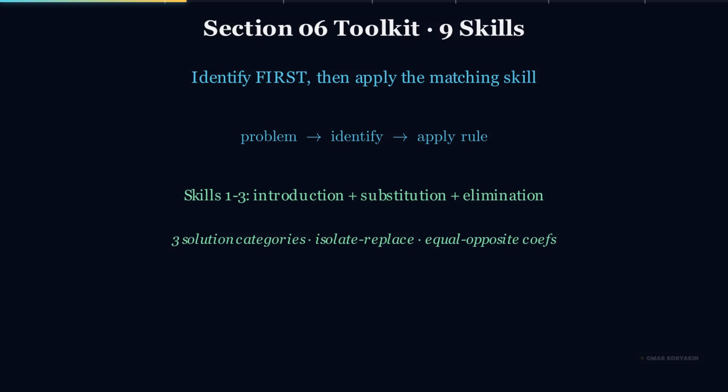Skills 1 through 3 are the foundations of two-variable system solving. Systems of equations introduction with the three solution categories: a unique intersection point, parallel lines with no solution, or coincident lines with infinitely many solutions. Substitution method with the isolate and replace mechanics, used when one variable is already alone on one side or has coefficient 1 or -1. Elimination method with the equal and opposite coefficient construction, used when no variable is isolated and especially when fractions appear in any coefficient.